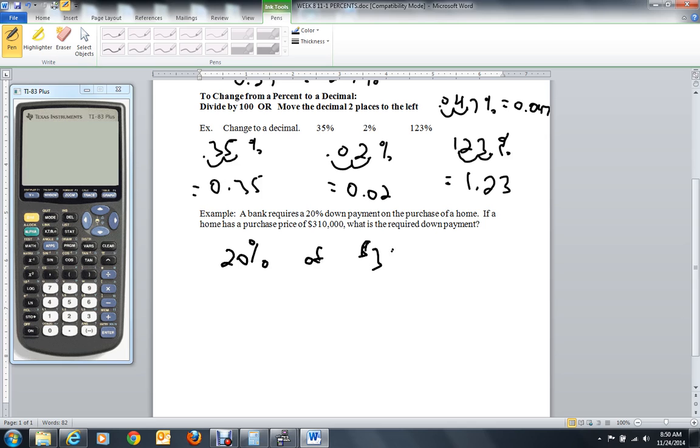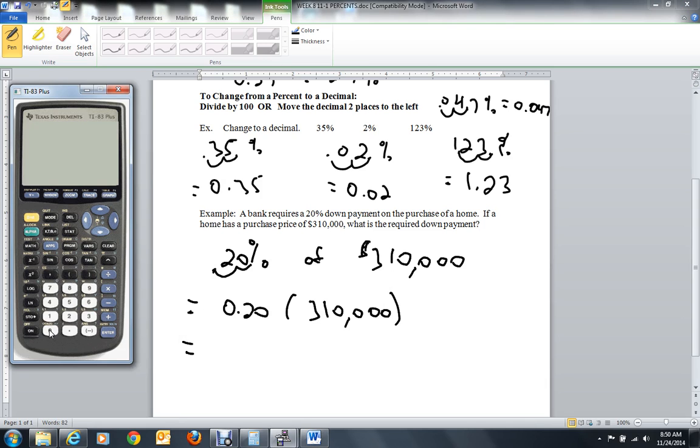of $310,000. And what you're going to do is take that 20% and convert it to a decimal by moving it 2 places to the left. And you're going to multiply that by 310,000. So what you're going to do is take 0.20, or 0.2, either one, times 310,000. Do not type in the percent sign. And you get $62,000. That would be the required down payment if it's 20% on a home that has a purchase price of $310,000.